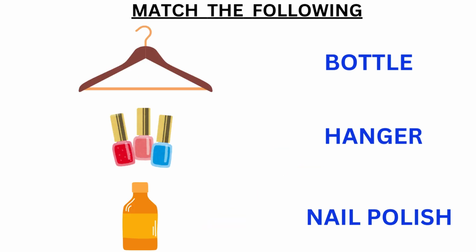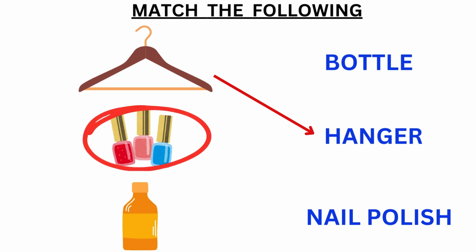On this slide, we have three interesting images. Number 1, there's an object we use to hang clothes in our closet. What do we call this? It's the hanger.